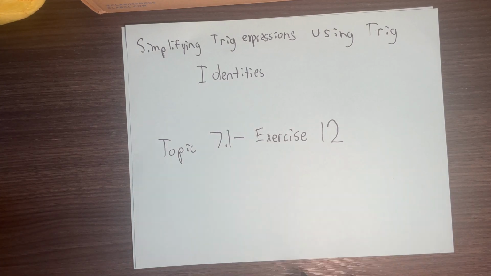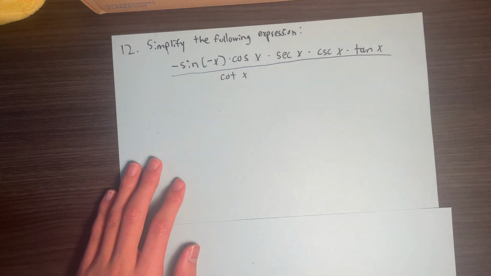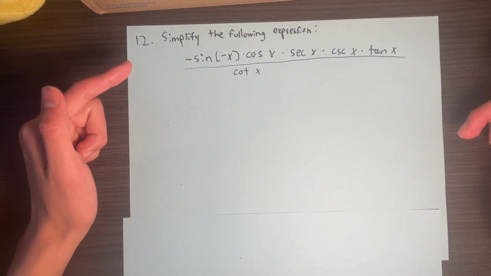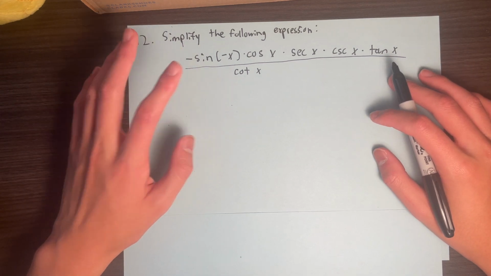This video is about topic 7.1, exercise 12, which talks about simplifying trig expressions using trig identities. Exercise 12 asks us to simplify the following expression: negative sine of negative x times cosine of x times secant of x times cosecant of x times tangent of x divided by cotangent of x.